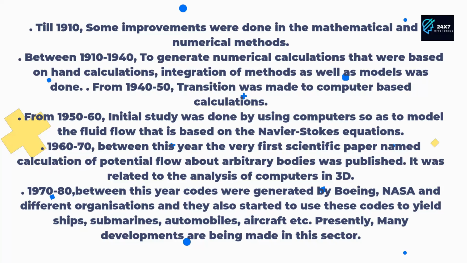Between 1970 and 1980, codes were generated by Boeing, NASA and different organizations, and they also started to use these codes to yield ships, submarines, automobiles, aircraft etc. Presently, many developments are being made in this sector.